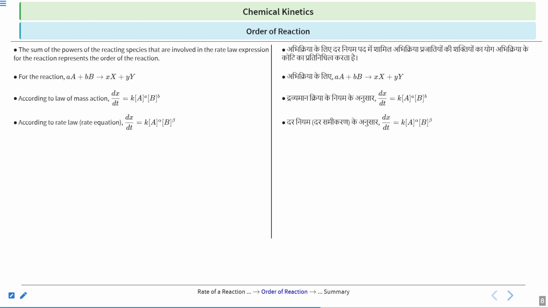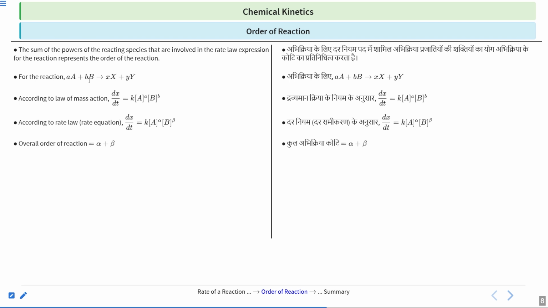But according to rate law, what will we write? We know that the previous expression is for the law of mass action, so it is used in equilibrium. For rate law, we can't write the same thing, as I mentioned earlier. So we write alpha, which may or may not be equal to a, and beta, which may or may not be equal to b. Summing up, dx by dt equals k times concentration of A raised to the power alpha, B raised to the power beta. So for this reaction we have written this.